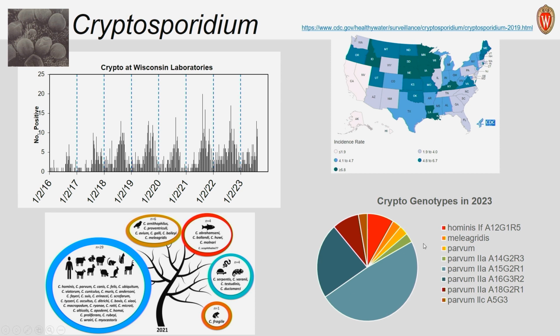A15G2R1 from the 2A family is our predominant one here in Wisconsin, but we do see a wide variety and smattering of other things. We're just starting to collect this data and are really interested to see how we can better use this to recognize outbreaks of Cryptosporidium that we couldn't previously detect because we weren't doing this kind of relatedness testing.